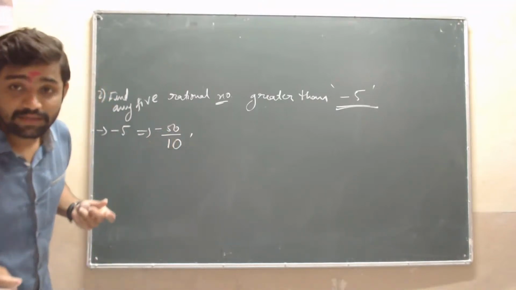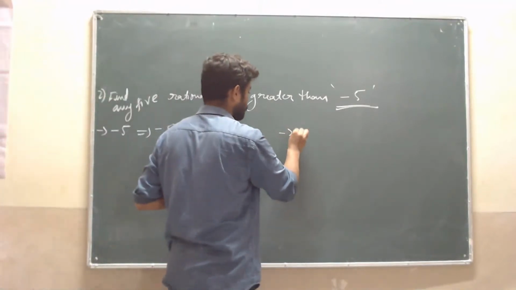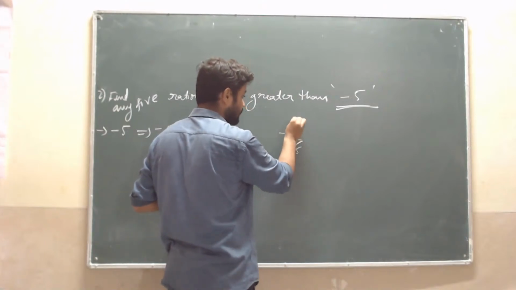Okay? Minus 25 by 5. Minus 25 by 5. Yeah, very good.